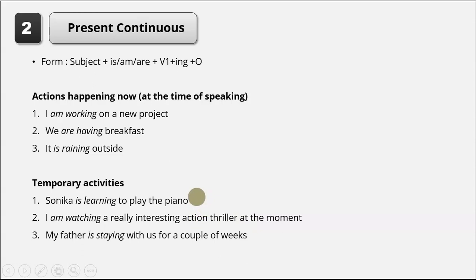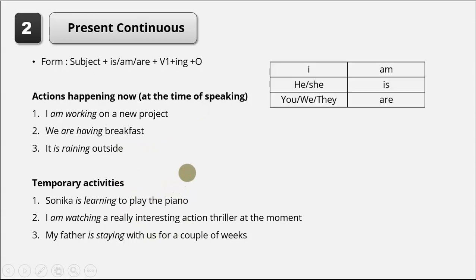My father is staying with us for a couple of weeks. Now the father may have arrived about 1 or 2 days back, and he will stay with them for a couple of weeks. So these are all temporary activities, and these are all actions happening now at the time of speaking. So these are the two situations where you use the present continuous tense. There is a third one, and let us understand that also.